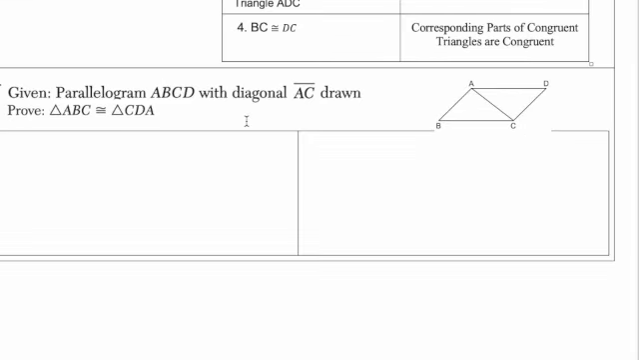Number 17, this is the last one on here. We have parallelogram ABCD, right? And it's drawn with diagonal AC. We want to prove ABC is congruent to CDA. Okay, we know it's a parallelogram, so we know that the sides are parallel, and we also know that they are congruent.